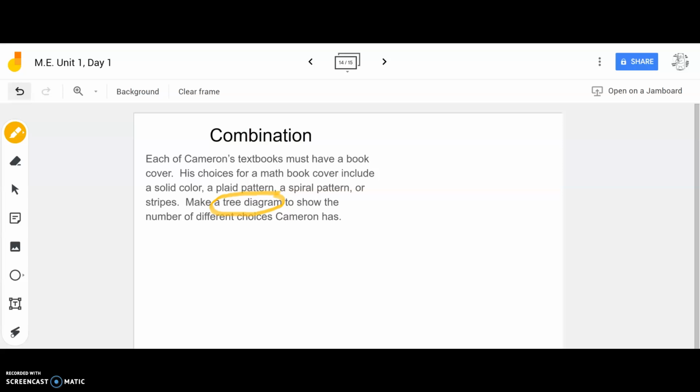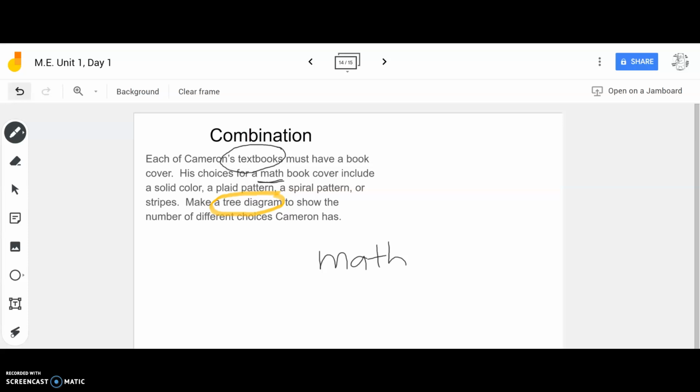So think about that tree. You have to start with your base. And when we think about the base, we think of our first category. And in this case, our first category is our textbooks. And I see that we have a math textbook, which is 1. So I'm going to write down our first trunk of our tree, math.